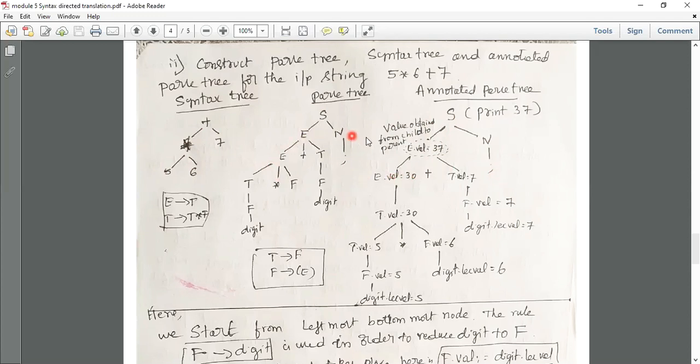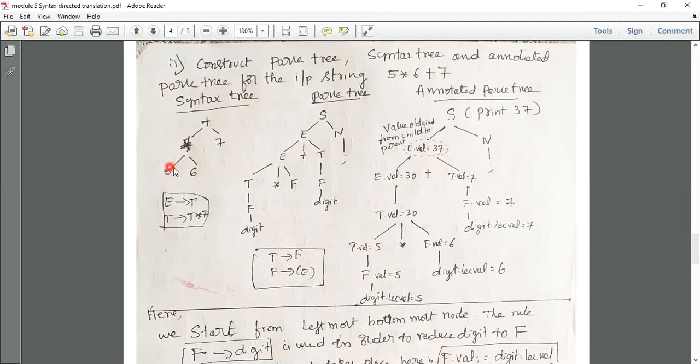And then wherever in this parse tree you have written a single capital letter, that non-terminal symbol, you mention the values of attributes. That will be the meaning of the particular production. That will be the semantic actions of the productions. E dot value equals 37. E dot value equals 30.